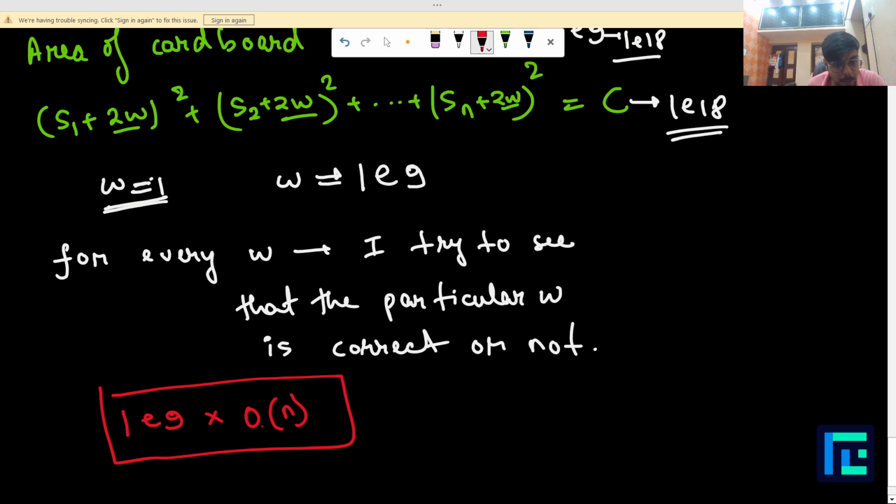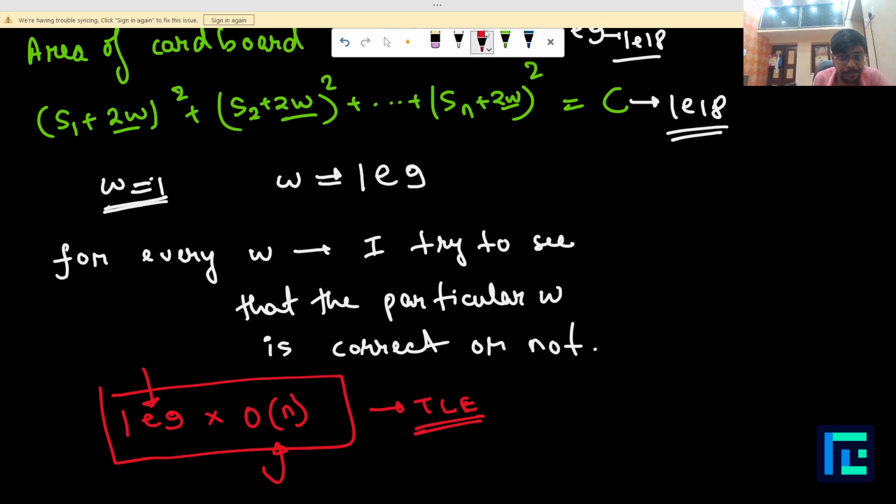So the total time complexity becomes big O of n multiplied by 1e9, which will definitely produce TLE, right? It will definitely produce TLE. So you have to work with some mechanism so that this W does not get to 1e9. For a particular W, we are iterating over big O of n. But if we limit our search space of W, then things will surely work, right? So how can we actually do that?